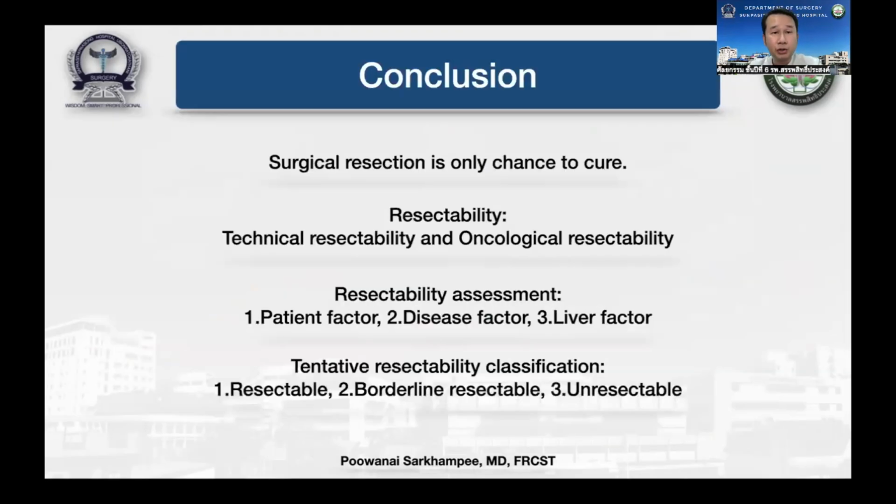For my conclusions, surgical resection is the only chance to cure the patient with perihilar cholangiocarcinoma. Therefore, resectability assessment is the most important step for the treatment of the patient. Resectability can be divided into two types: technical resectability and oncological resectability. We need oncological resectability, not only technical resectability. For myself, I divide resectability assessment into three factors: patient factors, disease factors, and liver factors. And I think in the future, a tentative resectability classification will divide the patients into three groups, the same as pancreatic cancer: resectable, borderline resectable, and unresectable.